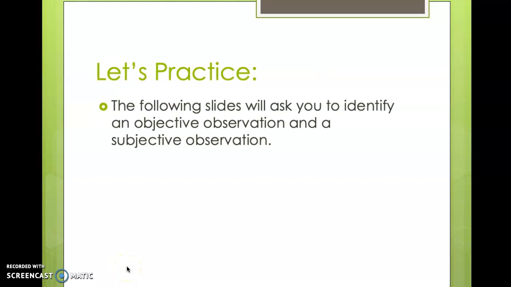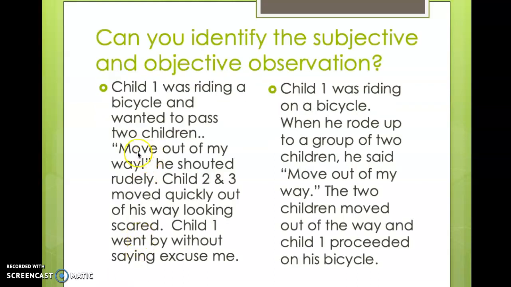Let's practice more in-depth observations. Which is the subjective observation and which is the objective observation? Child 1. When doing observations, we don't use children's names. Child 1 was riding a bicycle and wanted to pass 2 children. "Move out of my way," he shouted rudely. Child 2 and 3 moved quickly out of his way, looking scared. Child 1 went by without saying, "Excuse me."